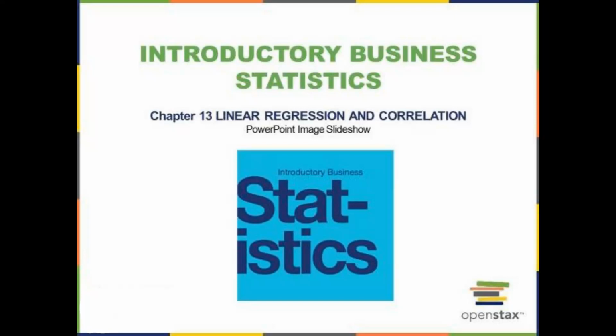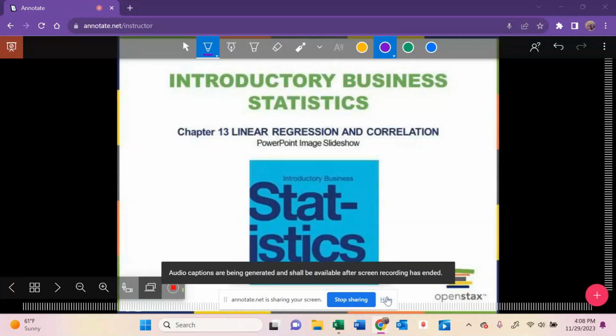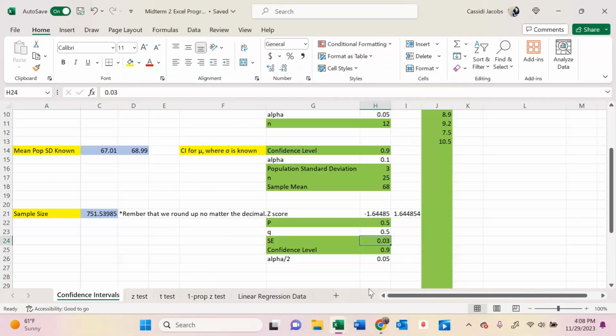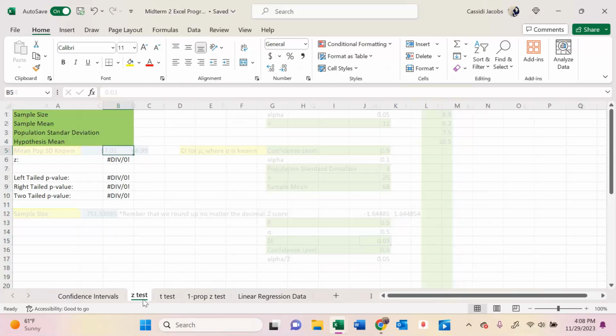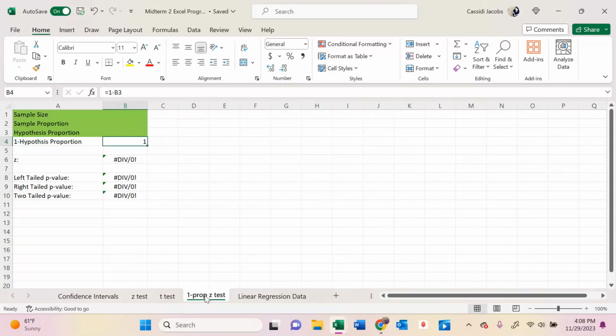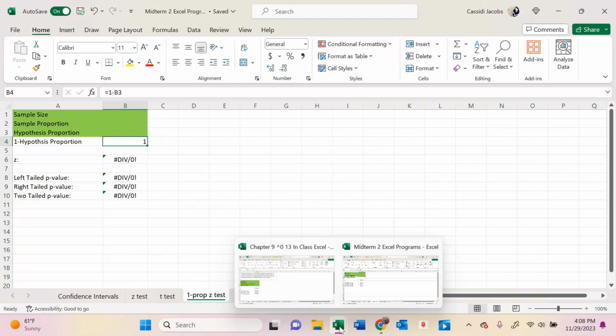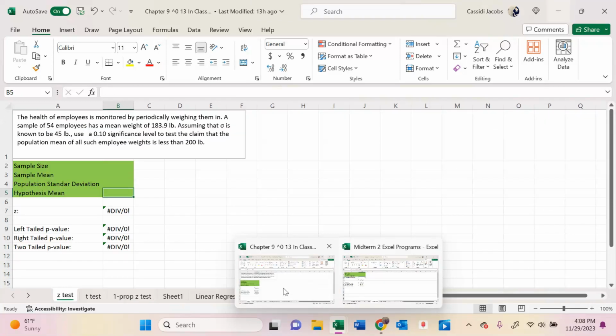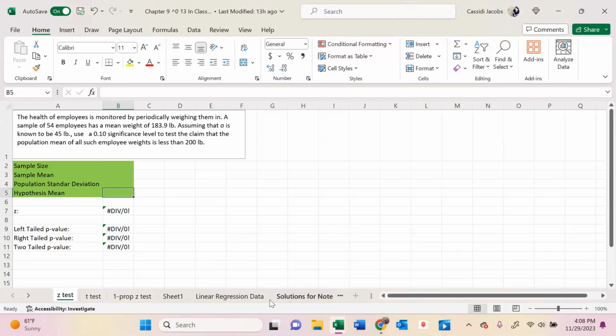So give me just 1 second to share my screen. So this is the midterm 2 Excel program. This is what I was talking about. If you're doing a Z-test for hypothesis testing, you're using this sheet. A t-test, you're using this sheet. A 1-prop z-test, you're using this sheet. Because we're doing examples together, I'm going to use this other sheet, which is also provided to you on Blackboard, because I have the examples already written in here for you.